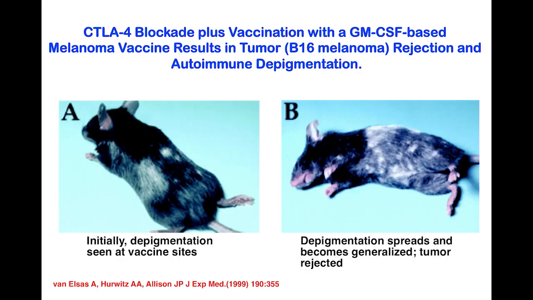However, even in these studies, it was appreciated. The good news was that the tumors were cleared, but around these sites of vaccination, there was depigmentation, vitiligo, an immune response against the melanocytes that you could see developing over time, and this could become generalized. So the good news was you could lead to anti-tumor immunity, but there could be the potential for autoimmunity.